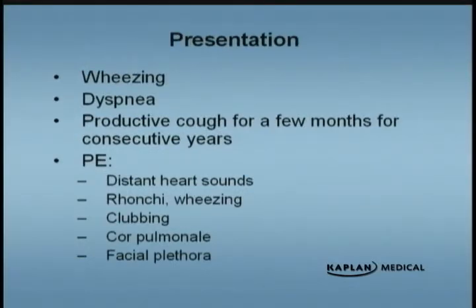So the presentation is straightforward. They have chronic wheezing or intermittent wheezing. They have dyspnea on exertion. This is probably the main complaint that they come to the doctor or the hospital for. And they have a productive cough for a few months for consecutive years. That's the typical chronic bronchitis.